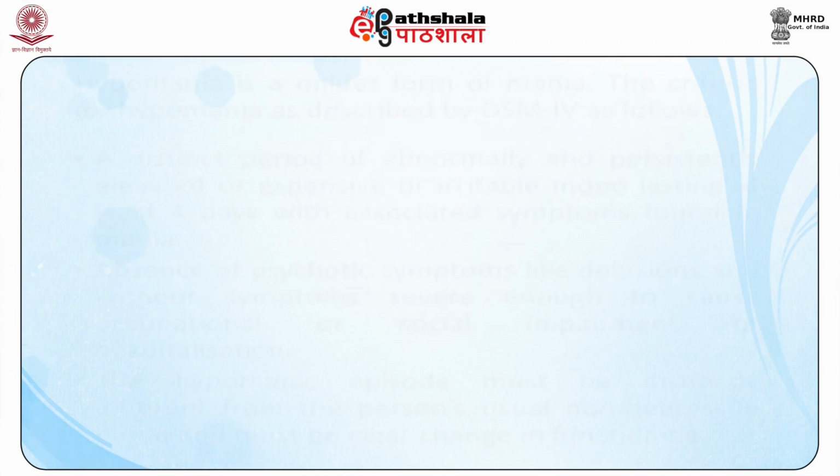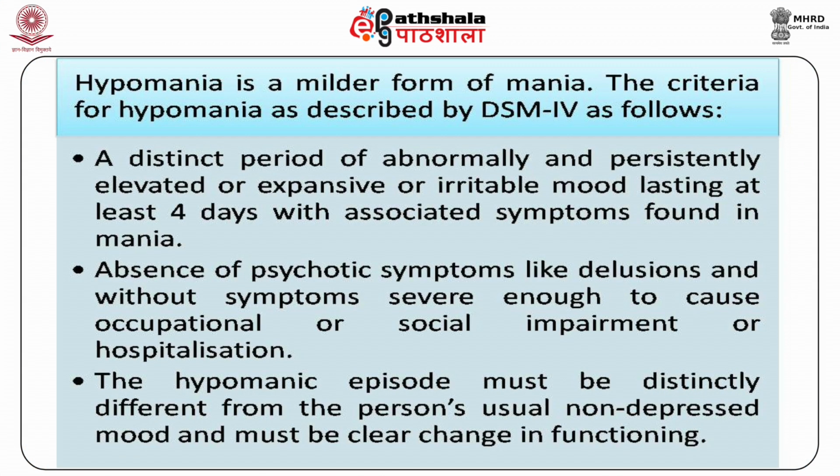Hypomanic episodes. Hypomania is a milder form of mania. The criteria for hypomania described by DSM are as follows. 1. A distinct period of abnormally and persistently elevated, expansive or irritable mood lasting at least 4 days with associated symptoms found in mania. 2. Absence of psychotic symptoms like delusions, and without symptoms severe enough to cause occupational or social impairment or hospitalization. 3. The hypomanic episode must be distinctly different from the person's usual non-depressed mood and must be a clear change in functioning.